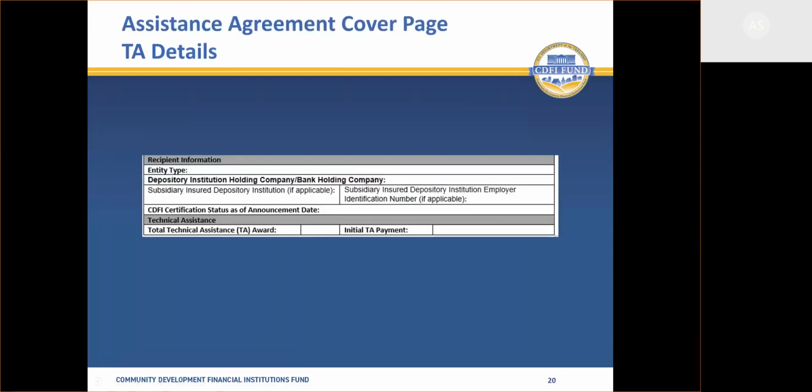If you are a depository institution holding company that will be carrying out your activities through a subsidiary depository institution, that information will also be identified on your cover page. And then for all applicants, all recipients, I should say, your total award and your initial payment that you requested in your application are also reflected on your cover page.